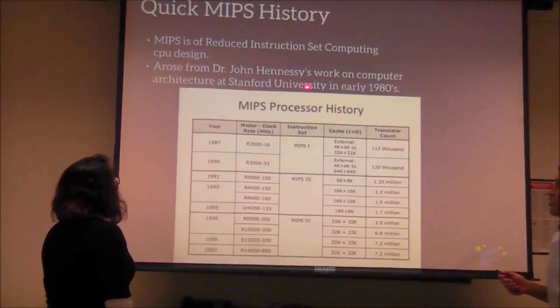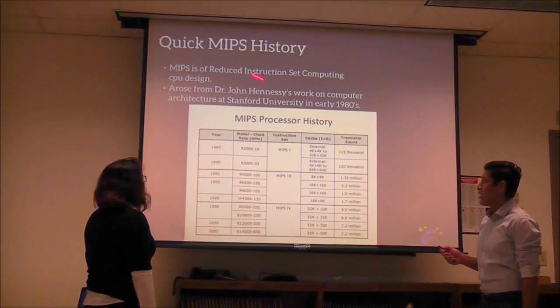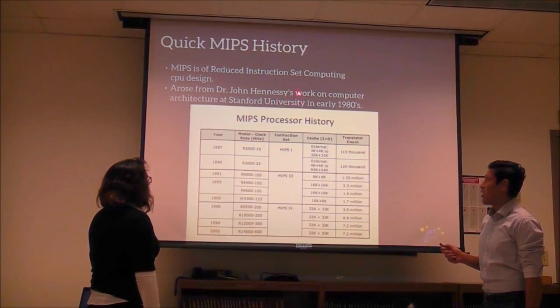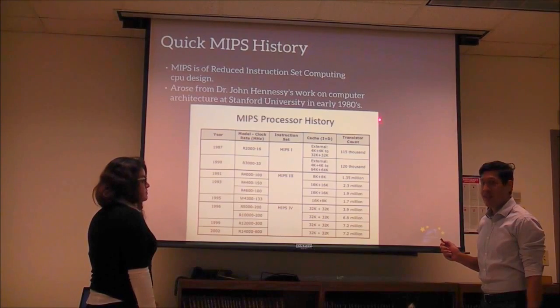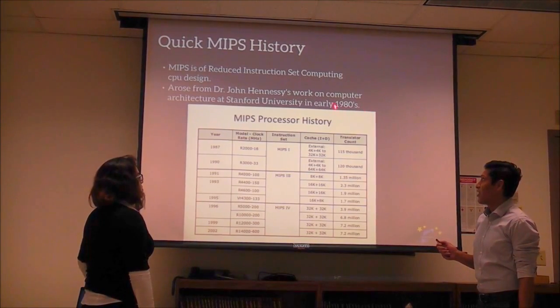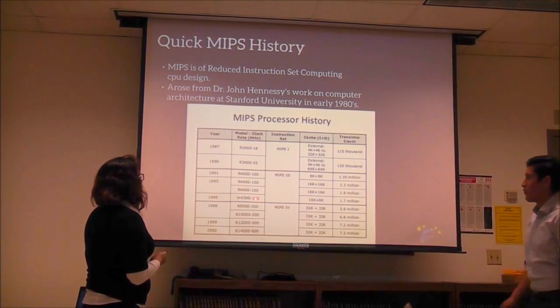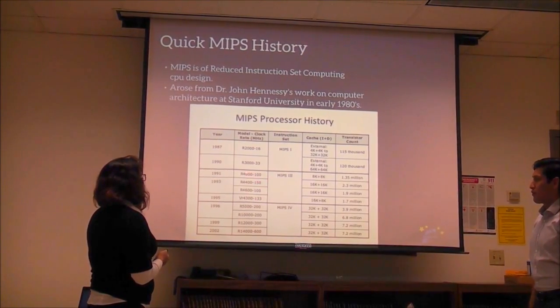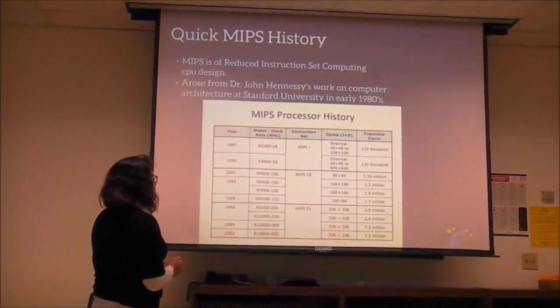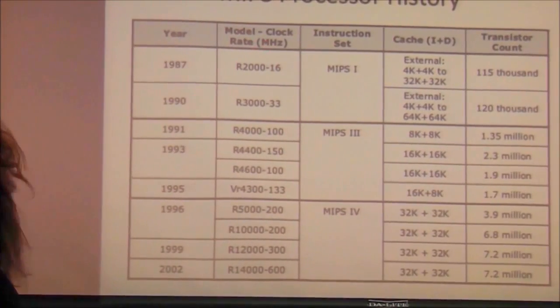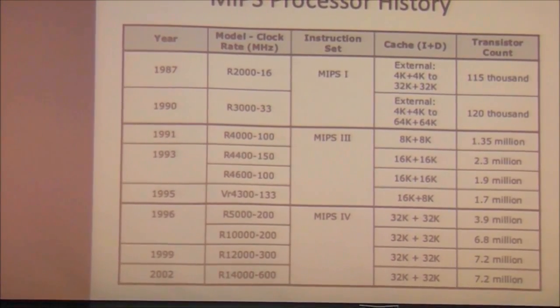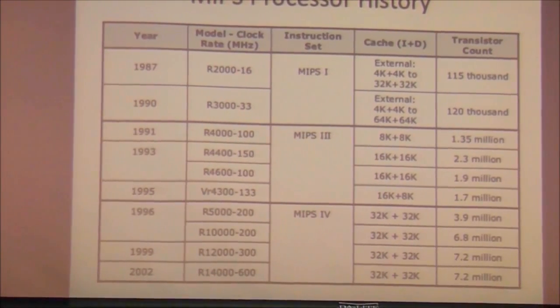MIPS is a reduced instruction set computing CPU design that arose from Dr. John Hennessy's work on computer architecture at Stanford University in the early 1980s. In the diagram, we're showing the changes that happened to the MIPS processor as it went on, as far as register count, cache, model, and clock for each update of the model.